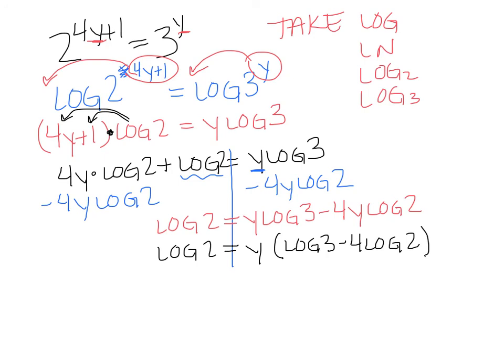Now I'm almost done actually because I only have one y, and I can isolate that using my algebraic properties. I want you to remember that the log of 3 and the log of 2 are just numbers. So the log of 3 minus 4 times the log of 2 is something that I can do. That's a number. So it's just y times a number. I can use the property rules to simplify this a little bit, but I'm just going to leave it big for now. So we're going to divide both sides by that number.